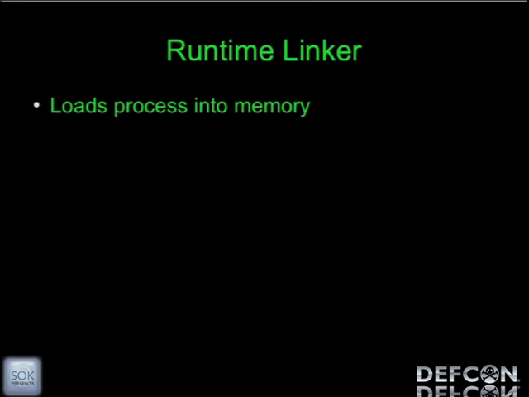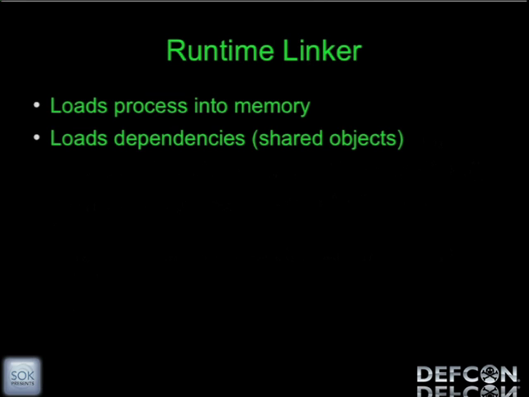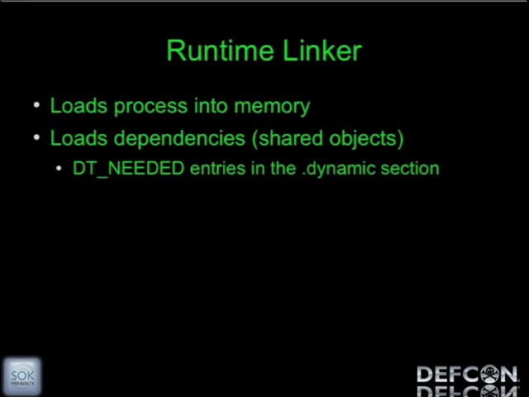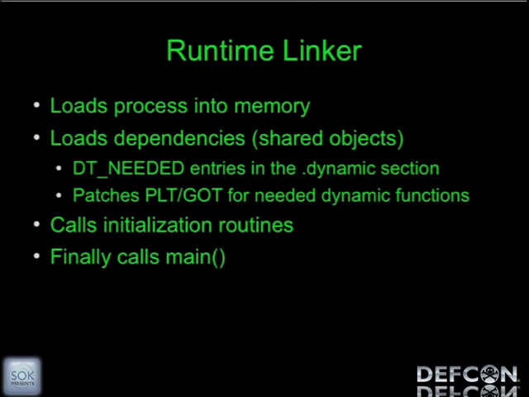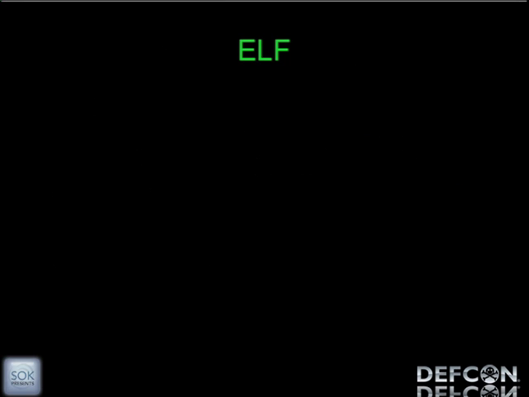And the runtime linker is going to finish loading the process into memory. It loads all the shared objects, all the dependencies. For you Windows guys, those are DLLs. And it finds those shared objects by looking at the .dynamic section of your binary for the DT_NEEDED entries. It then patches what is called the procedure linkage table and global offset table for needed dynamic functions. We're going to dive deep into the PLT and GOT later on in the talk. It then calls the initialization routines and then finally calls main, which returns control back to your actual program.